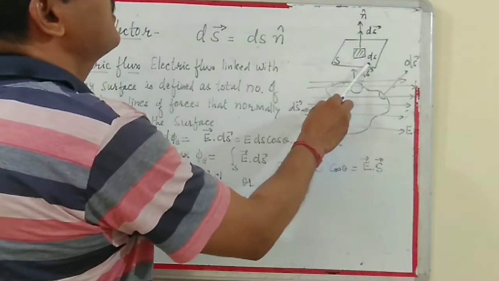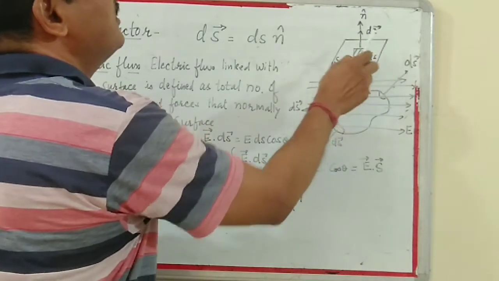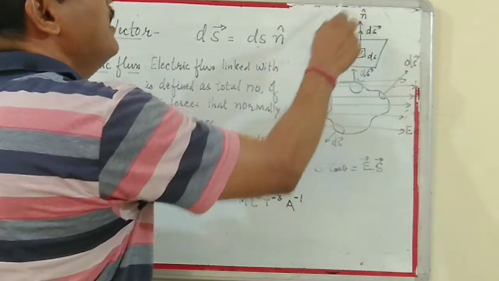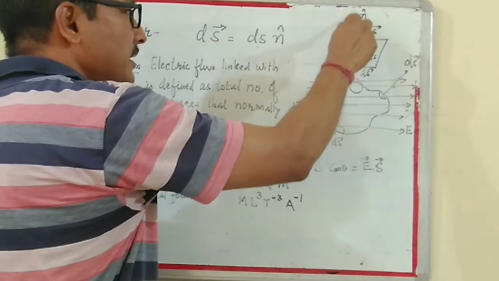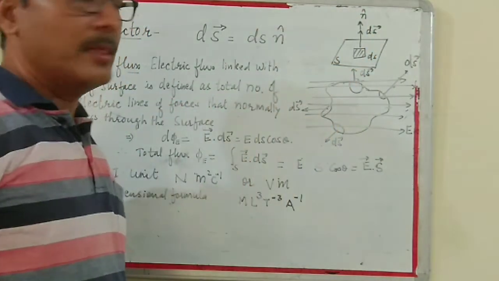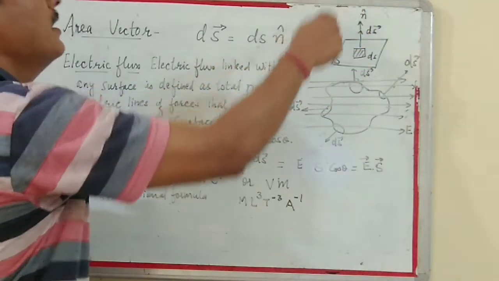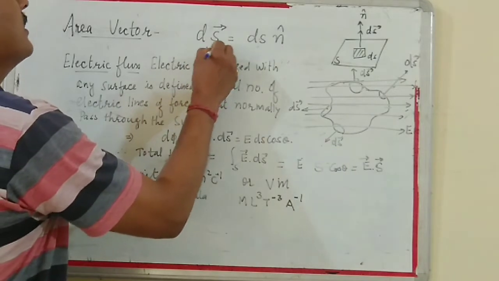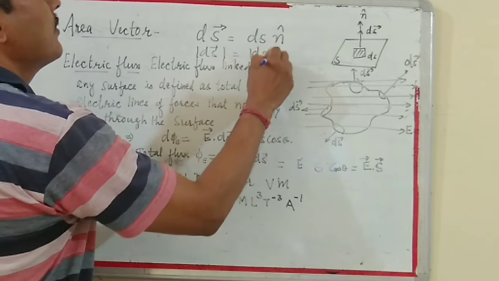From it we take a small area, that is ds. That ds is given in the form of a vector, the ds vector, and along the direction of this vector we choose a unit vector, n cap. So if we want to find the magnitude of this vector, we get ds n cap.